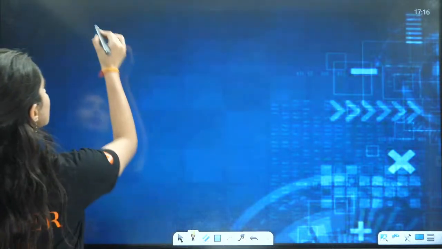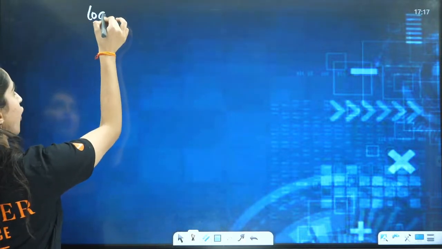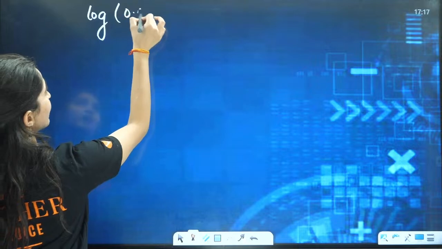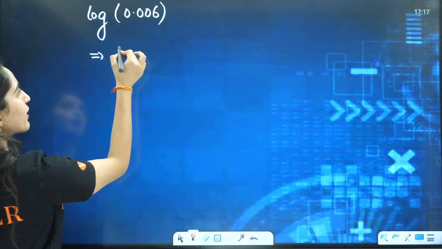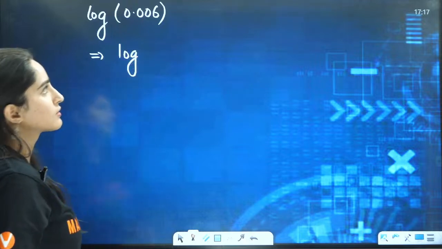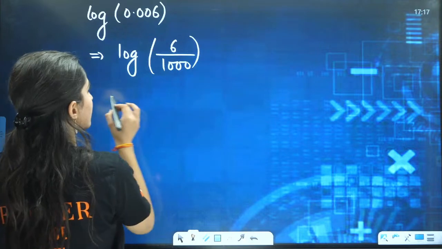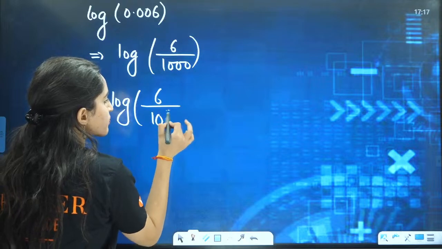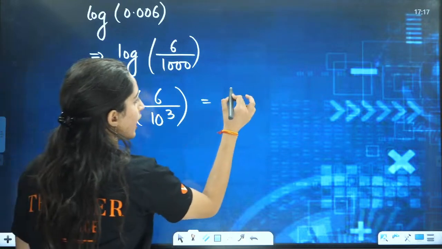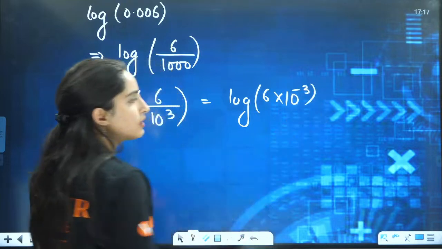Now, next is log of, for example, they have given you in this format, that is log of 0.006. Now, how to solve this? What is 0.006? That means 3 zeros are in the denominator, right? That means you have log of 6 by 10 raised to power 3. That means you have log of 6 into 10 raised to power minus 3, right?